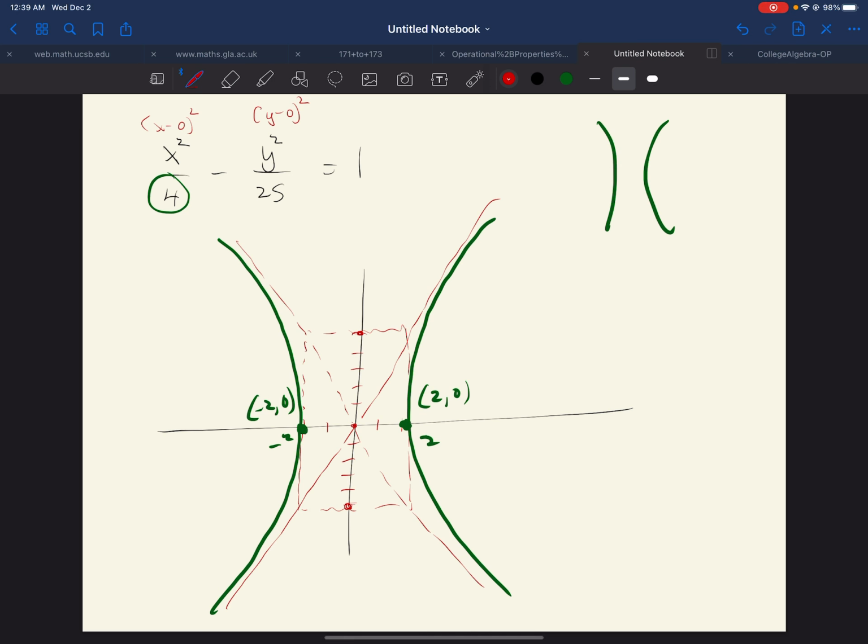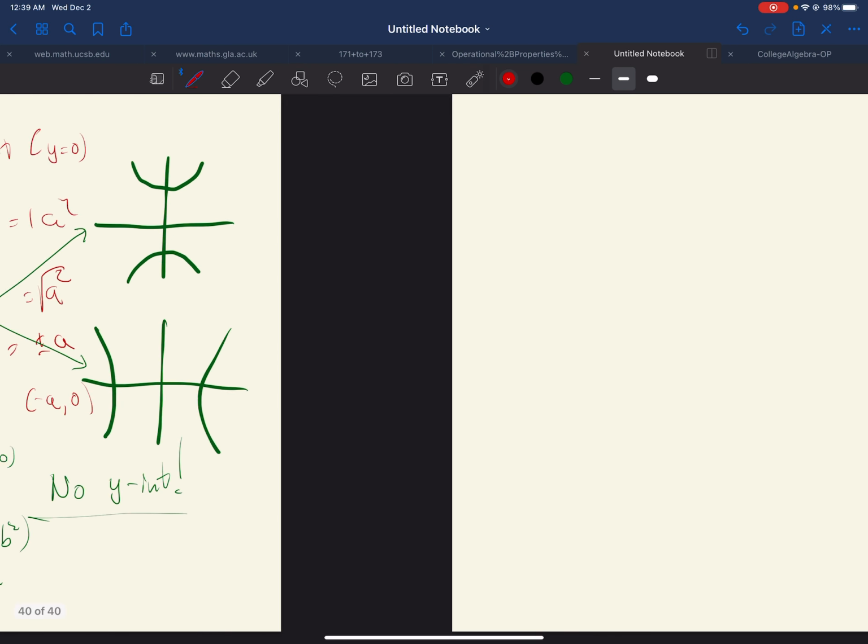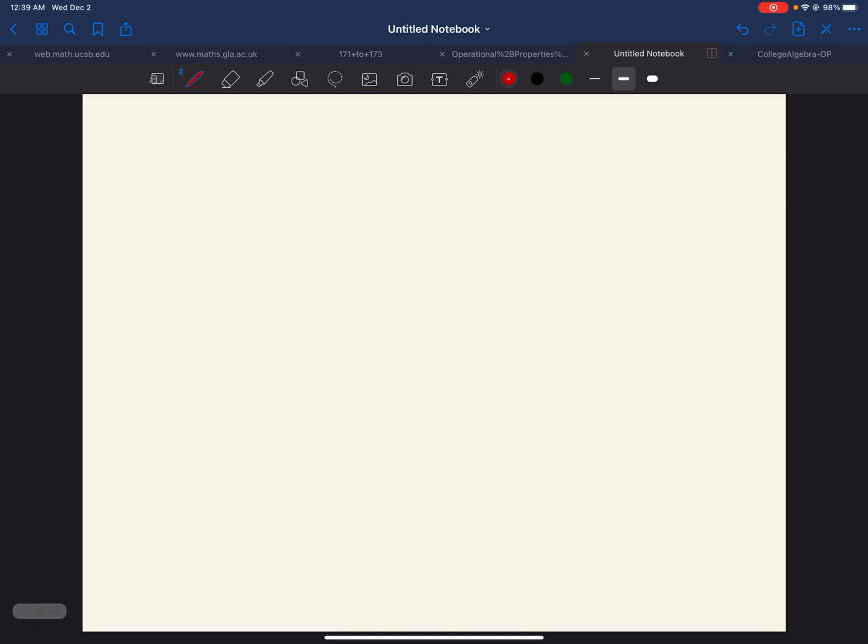So, let's look at a different example, and I'm going to make it a little bit harder, and we'll see, and then we'll go to the book. So, let's say in this one we have y minus 3 squared over 9 minus x plus 2 squared over 49 equals 1. And let's not make it, well, no, we'll leave it there.